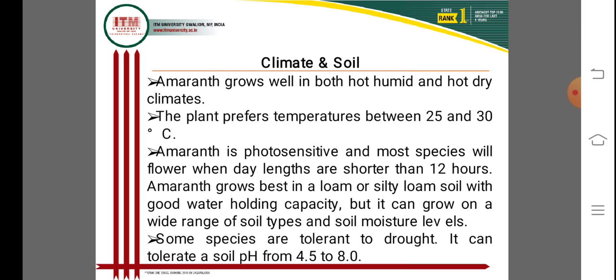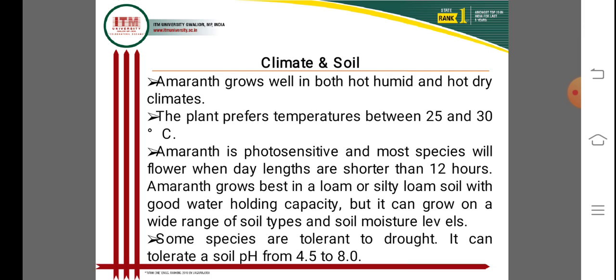Most species will flower in shorter days, where a minimum day length of 12 hours is required. Amaranthus grows best in loamy, slightly loamy soil with good water holding capacity, but it can grow in a wide range of soil types and soil moisture levels. This is very important for soil and climate in Amaranthus cultivation.